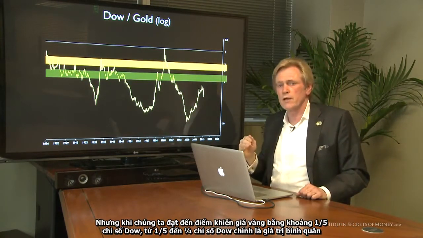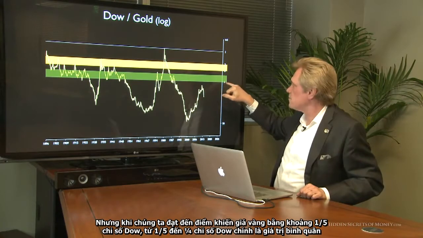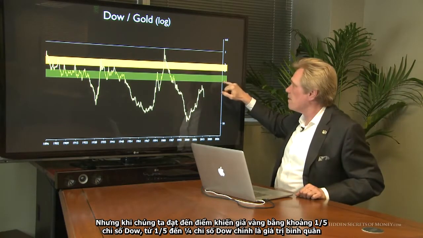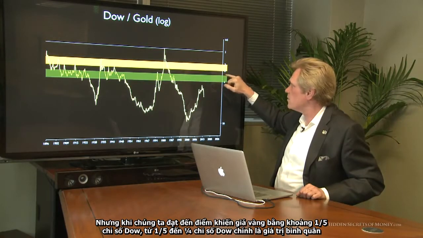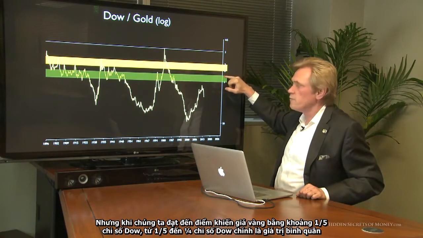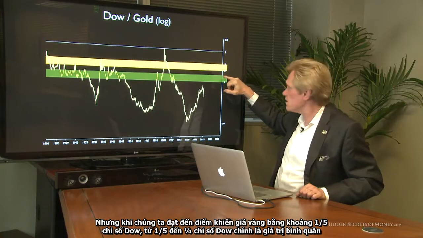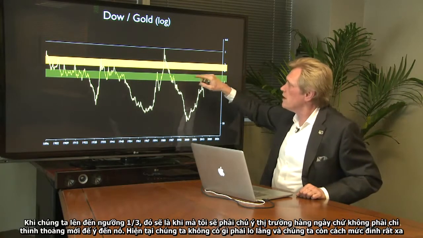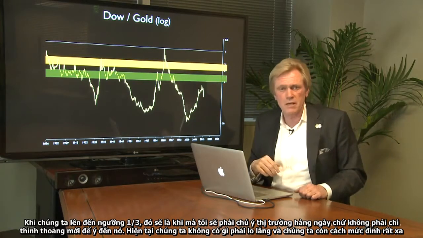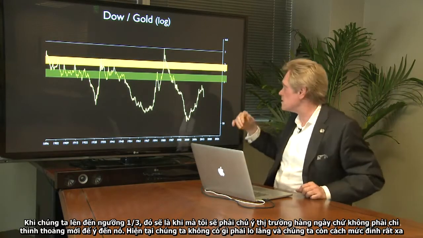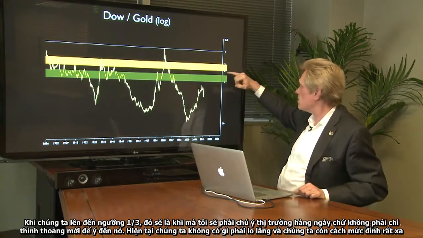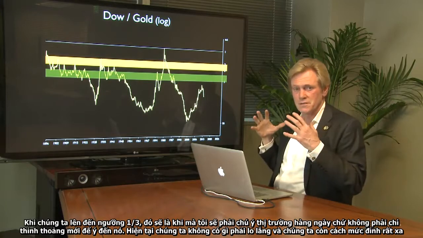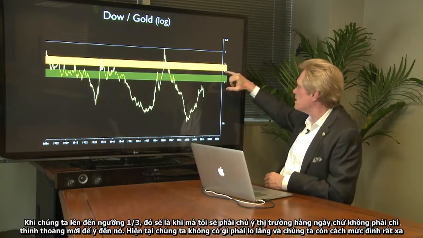But when we get to the point where gold's price is about 1/5 of the points on the Dow, that's in the 1/5 to 1/4 of the points on the Dow is fair value. When we get to 1/3, that's the area where I'm going to be watching this on a daily basis instead of just looking at it once in a while. There's nothing to worry about right now, so we're a long ways off from this peak.